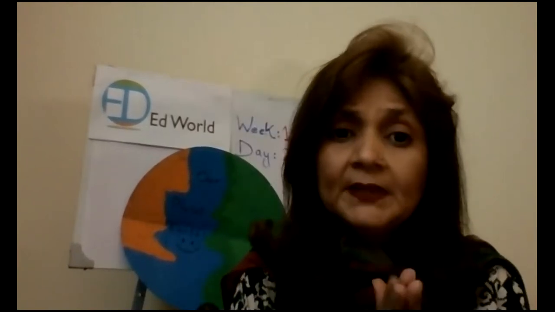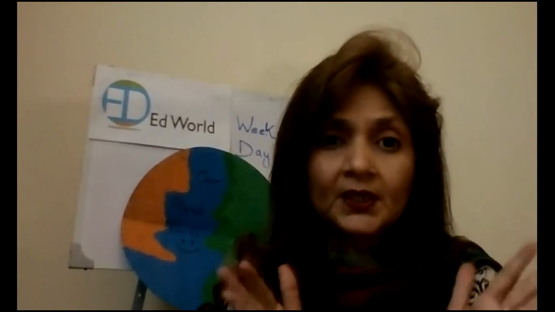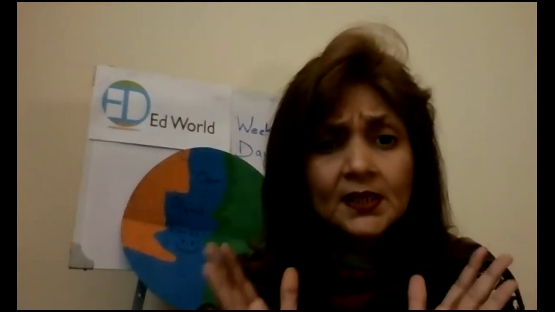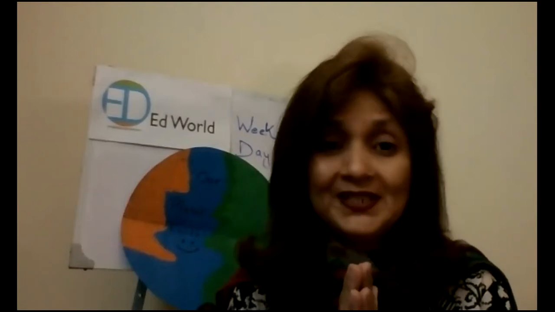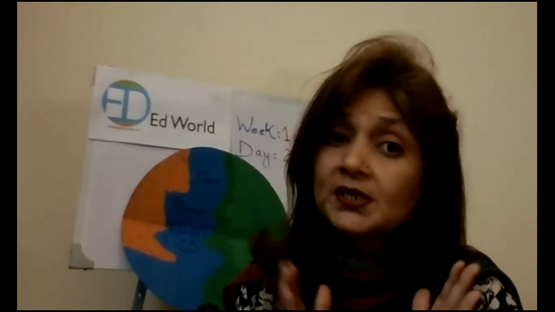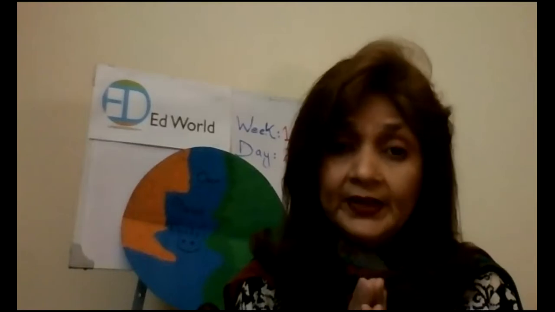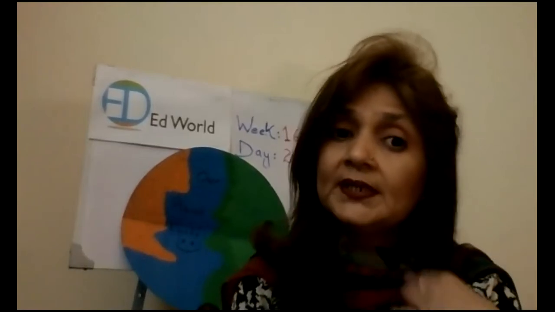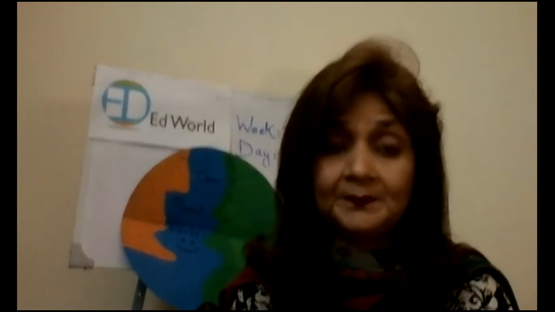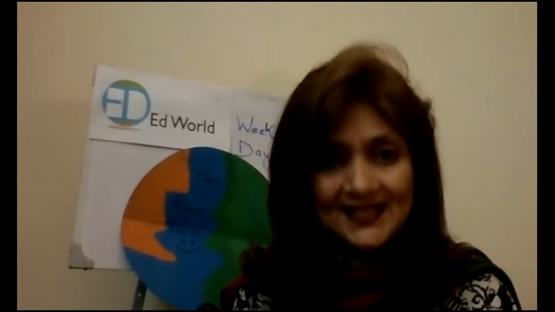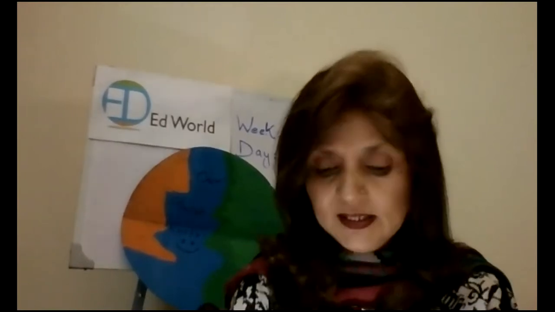Now, tell me class, is the Earth as hot as the sun? No, it is not. The sun is very, very hot. It is hotter than anything, right? So from where does the Earth get heat and light? It gets its heat and light from the sun. Very good. The Earth gets heat and light from the sun.